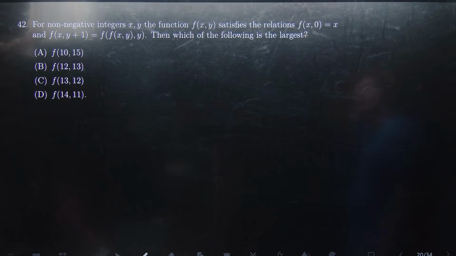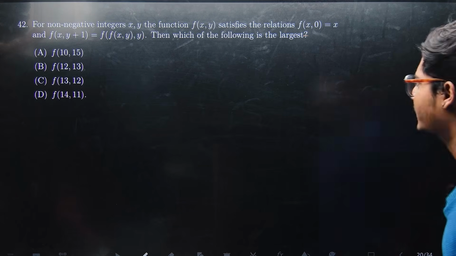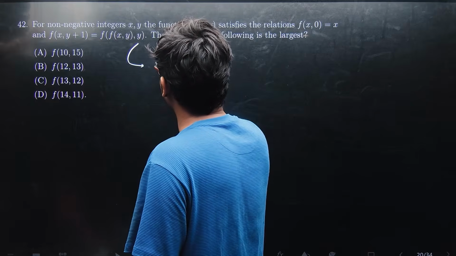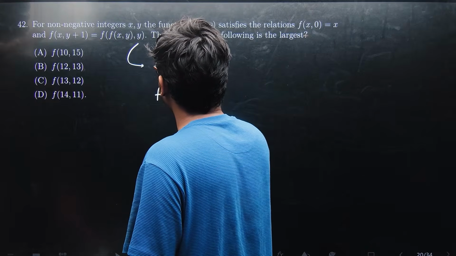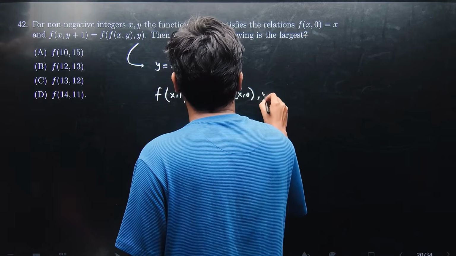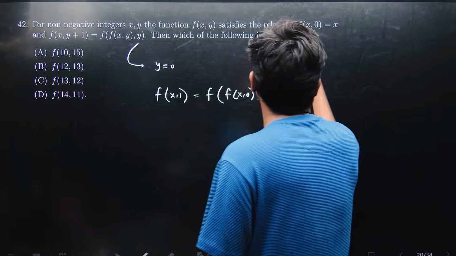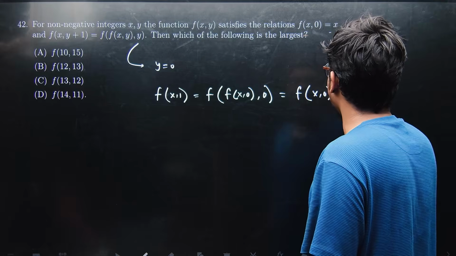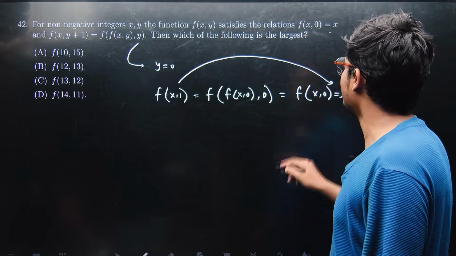For any non-negative integers x and y, the function f(x, y) satisfies the condition that f(x, 0) is equal to 0, f(x, 0) is equal to x, and f(x, y+1) is equal to f(f(x, y), y), then which of the following is the largest? Okay. So if I just put y equal to 0 in this, what will I get? I'll get f(x, 1), that should be equal to f(f(x, 0), 0), and y is just 0. Now f(x, 0) is just x, so this turns into f(x, 0), which is again equal to x, which means f(x, 1) is just equal to x.